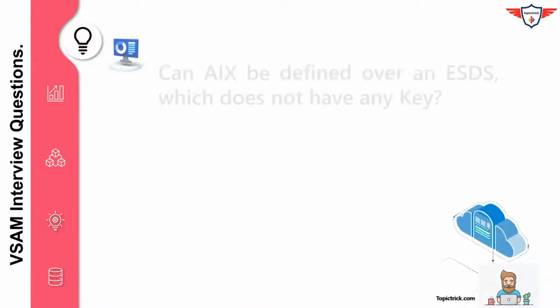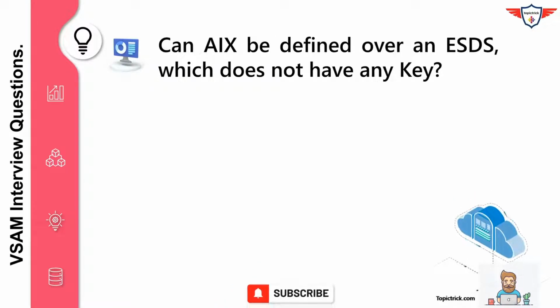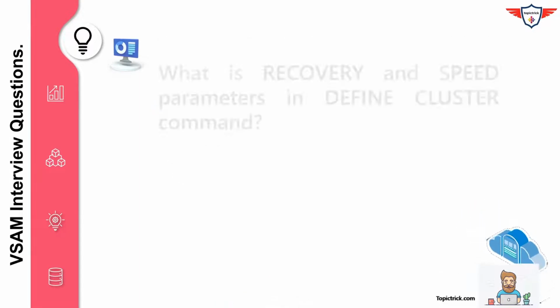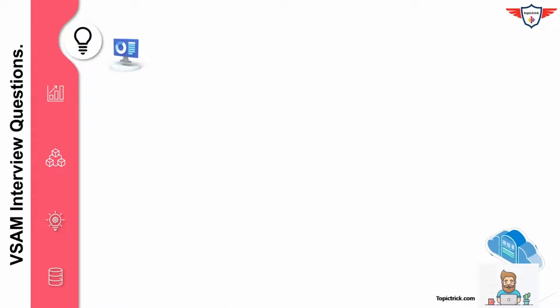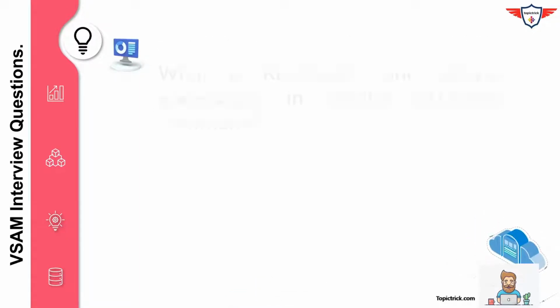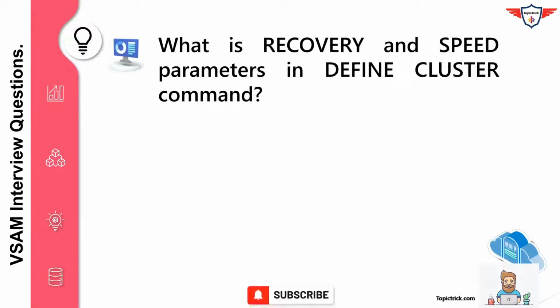Can AIX be defined over an ESDS, which does not have any key? Although an ESDS does not have a primary key, an AIX can be defined over an ESDS. In the case of an ESDS, it is the relative byte address of the corresponding record in the base cluster that is stored.